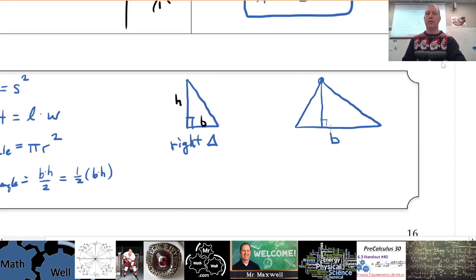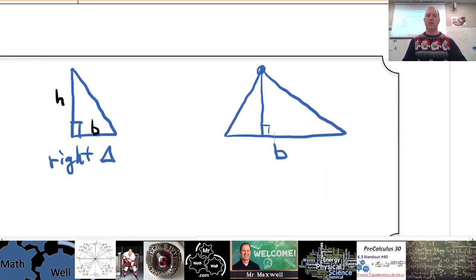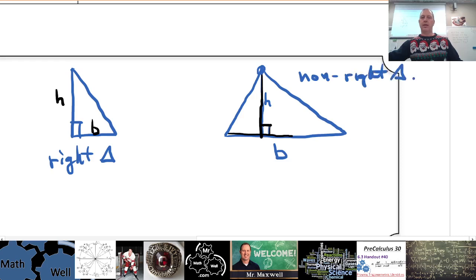So let me just take a moment and talk to you about that. This would be the height right here, if this is the base. The base and the height always have to form a 90-degree angle, okay? The base and the height always have to form a 90-degree angle. So this is a non-right triangle.